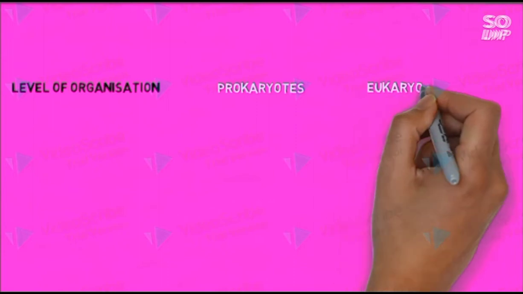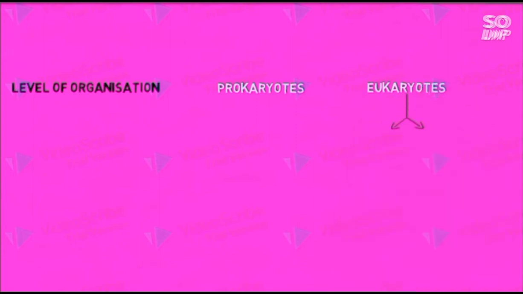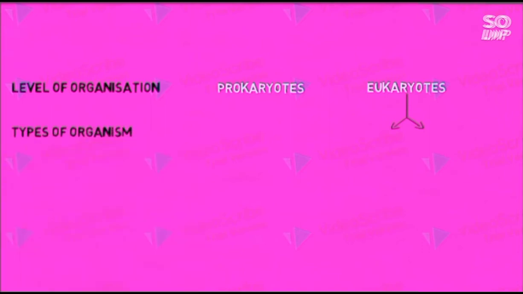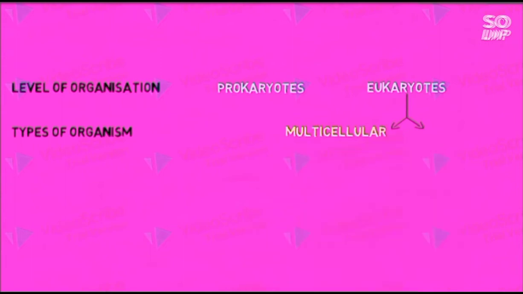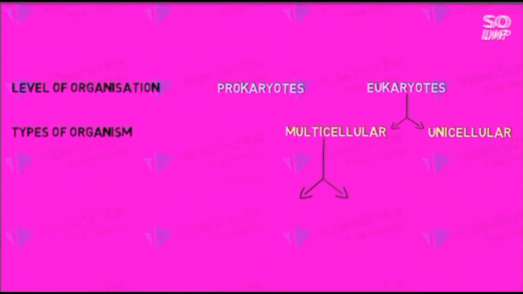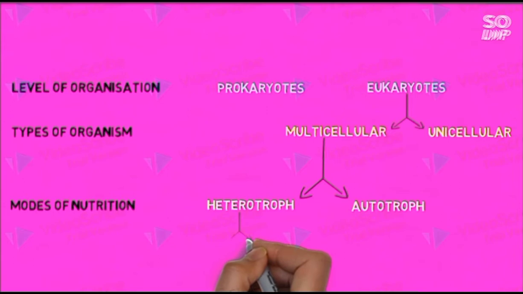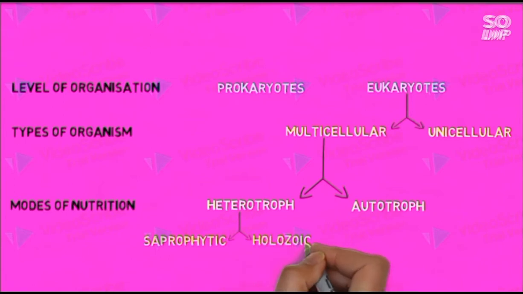Now, let's proceed to the level of organization. Two levels of organization are prokaryotes and eukaryotes. Under the eukaryote level of organization, there live two types of organism: multicellular and unicellular. Multicellular organisms have two modes of nutrition, which are heterotroph and autotroph. As we all know, heterotroph can be divided into saprophytic and holozoic.